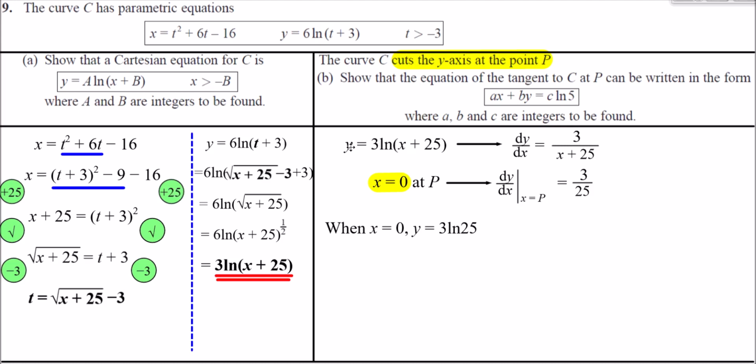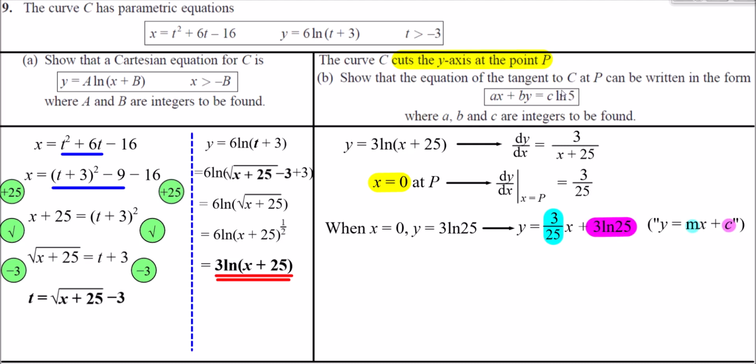So then, using the idea of y equals mx plus c, I've got the gradient of a tangent, I've got the y-axis intercept of a tangent, so putting these two bits together, y equals 3/25 x plus 3 lots of ln 25. And this is in the form y equals mx plus c, as I say. The gradient is 3/25, and the y-axis intercept is 3 ln 25.